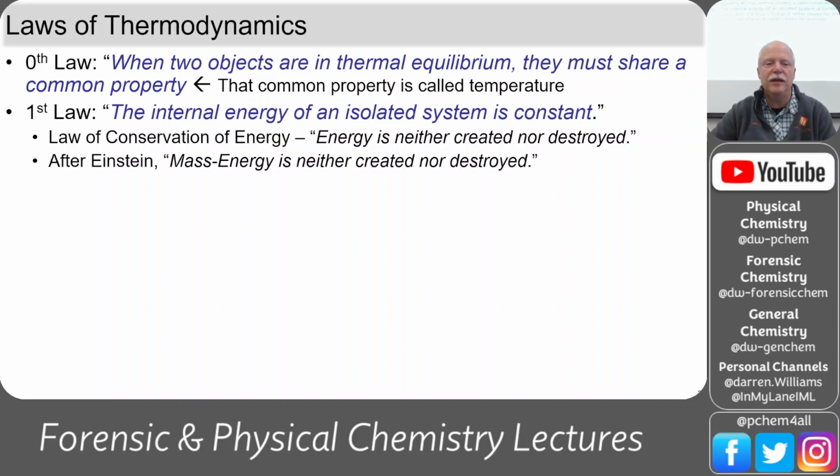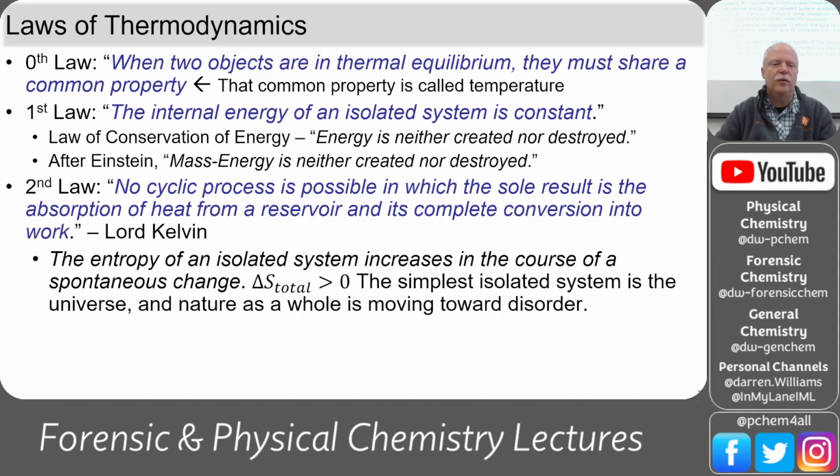And after Einstein, we use these as sort of a combined thing. We say mass energy is neither created nor destroyed. We'll do Einstein's famous equation today, E equals mc squared. So that's going to be fun. Then the second law of thermodynamics: no cyclic process is possible in which the sole result is the absorption of heat from a reservoir and its complete conversion into work. So this is what prevents us from having that perpetual motion machine that we always dream of, like pulling yourself up by your own bootstraps.